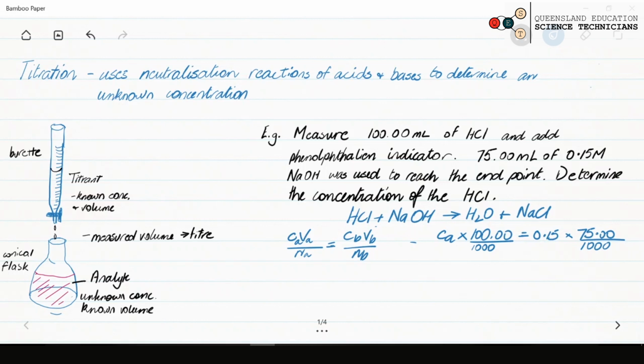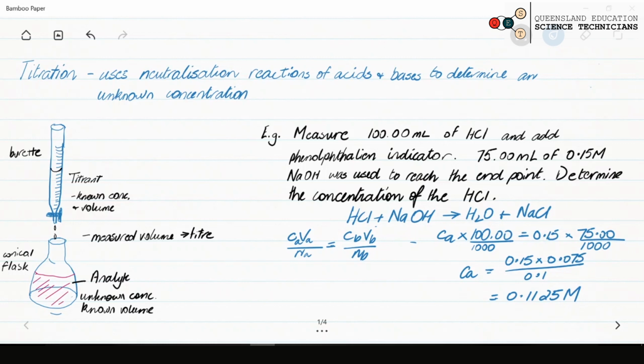Then it's a case of rearranging. Because it was a multiply on this side, it's going to be a divide. So the concentration of acid is going to equal 0.15 times 0.075 over 0.1, to give a concentration of 0.1125 molar.